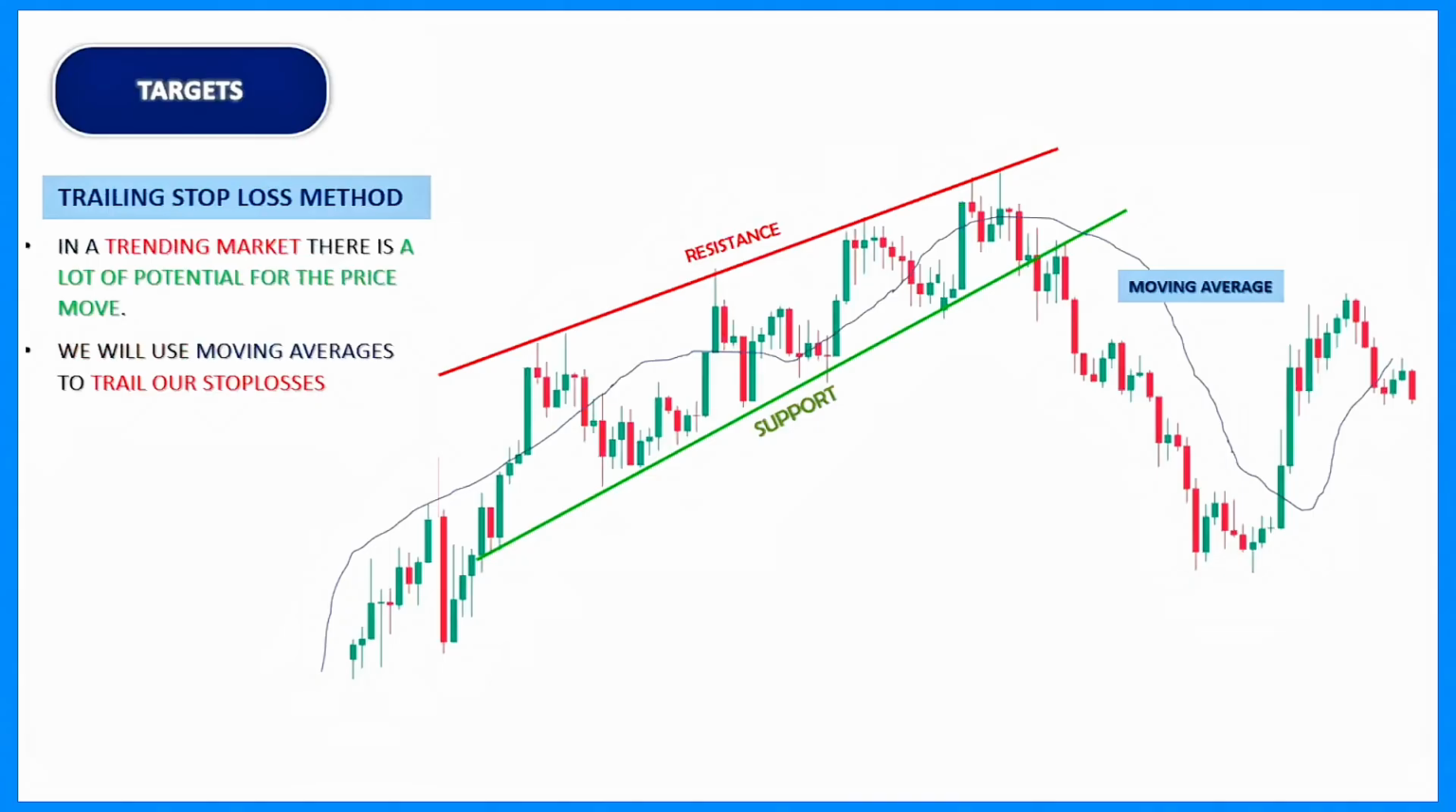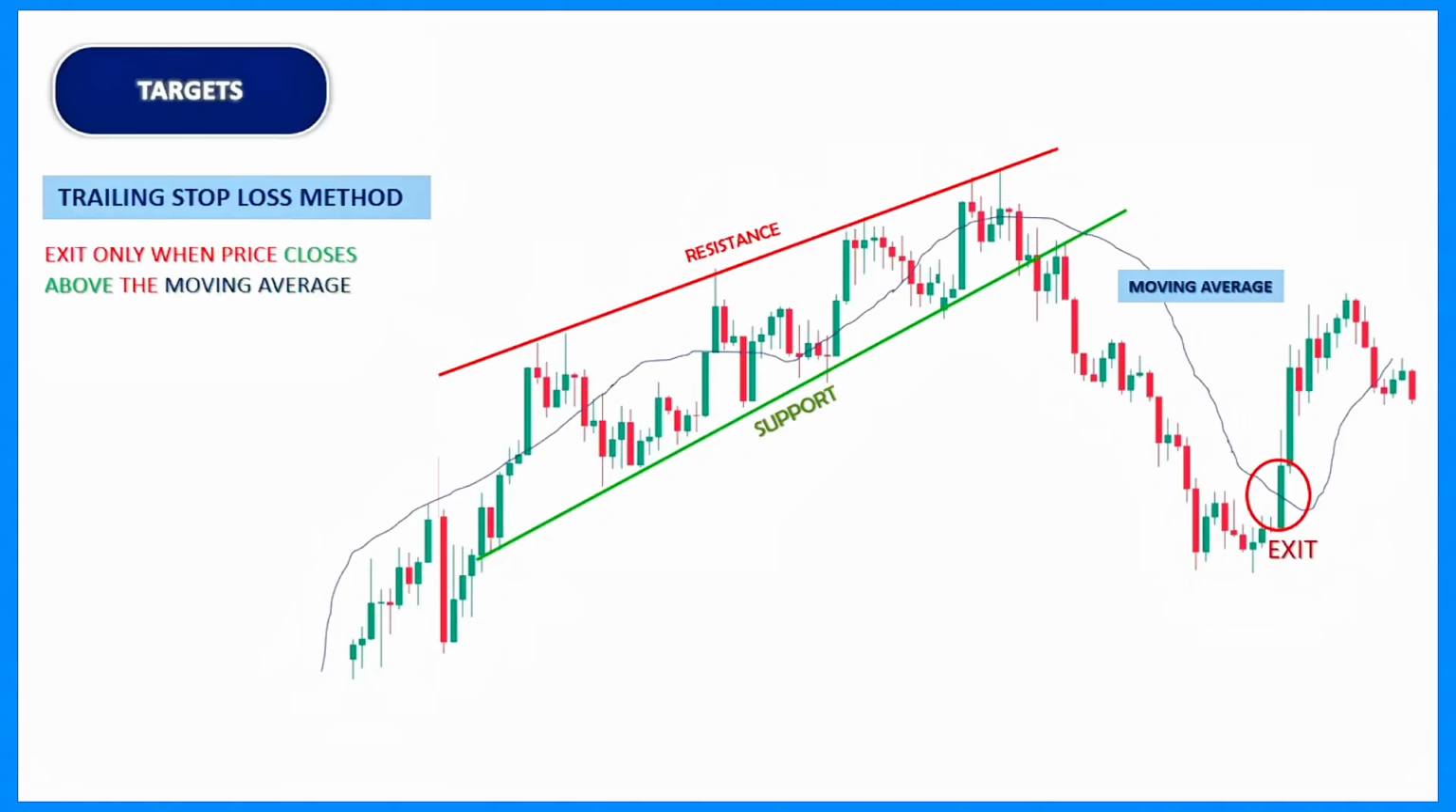Why is this a better option? Because the rising wedge usually forms in a downtrending market or at the end of an uptrend. In these conditions, there is a high chance the trend will continue strongly, and the only way to ride that move is by trailing your stop loss. A smart way to trail stops is by using moving averages or chandelier stops, and you should only exit when price closes above them.